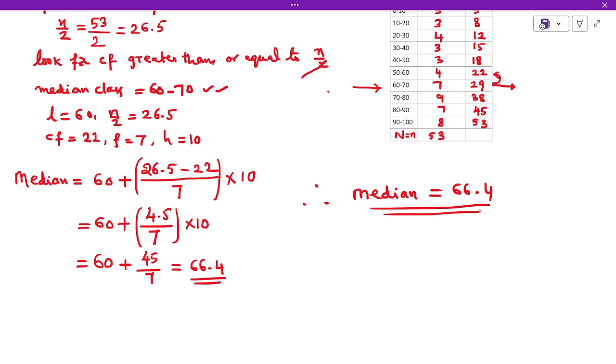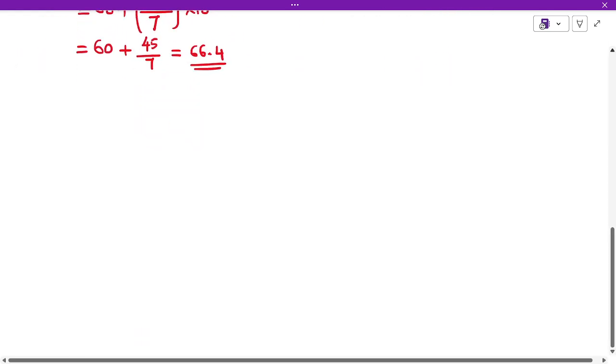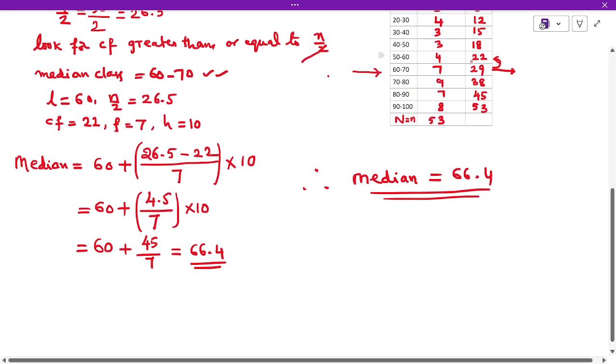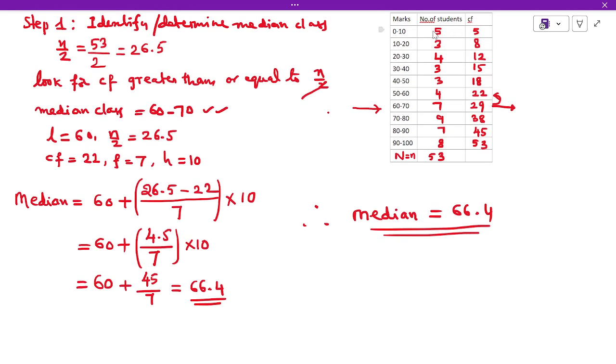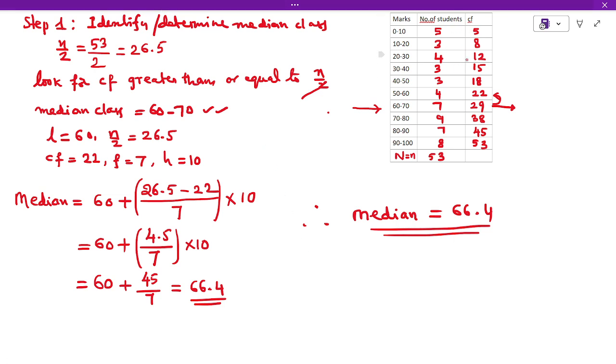So this is the way we find the median of grouped data. If you remember, we followed only two steps. First, write the table of cumulative frequency. Here we generally use the less than type of cumulative frequency. That is the first step. And the second step, after writing this table, is to identify the median class. We find n by 2, then take the CF which is just greater than or equal to n by 2. That will be our median class.